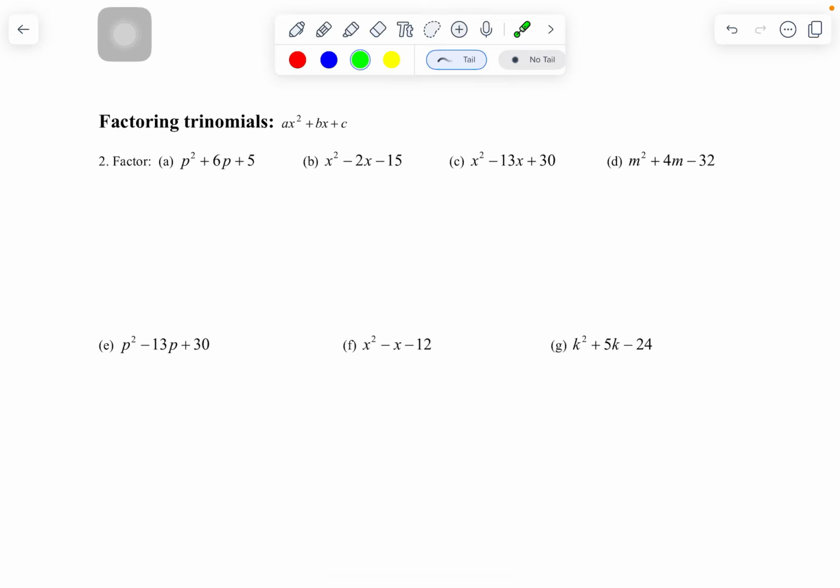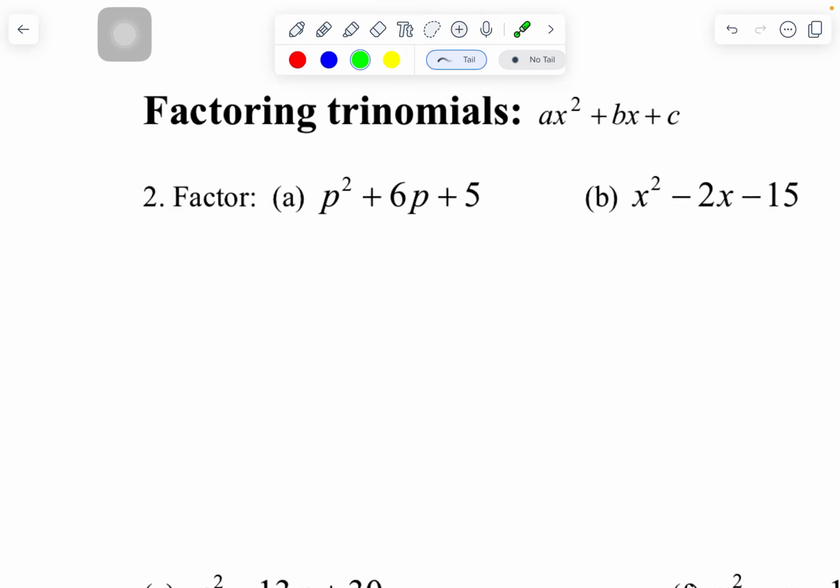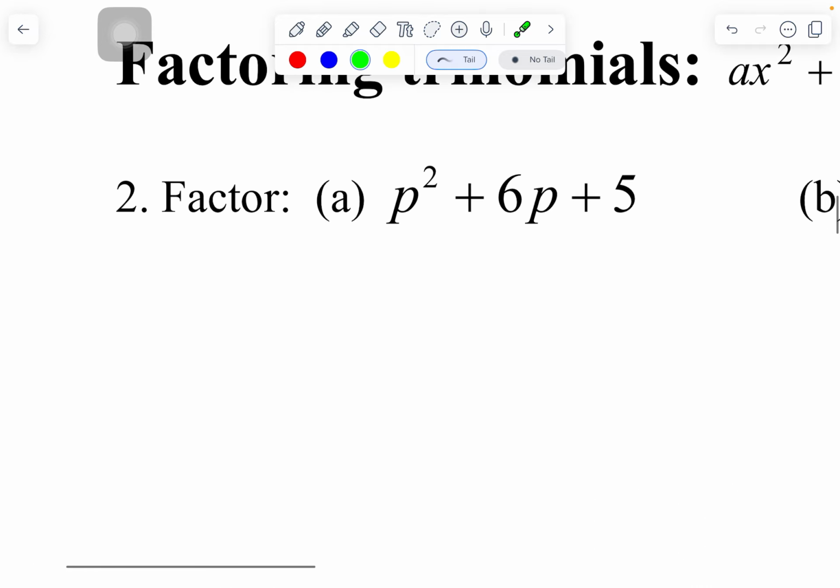All right, this is going to be the second video for Notes 14. We're going to keep factoring trinomials. Remember, three-term polynomials, but this time I was not as nice. Everything is not positive, right? We're going to have to pay attention to our signs now. So same process as always.